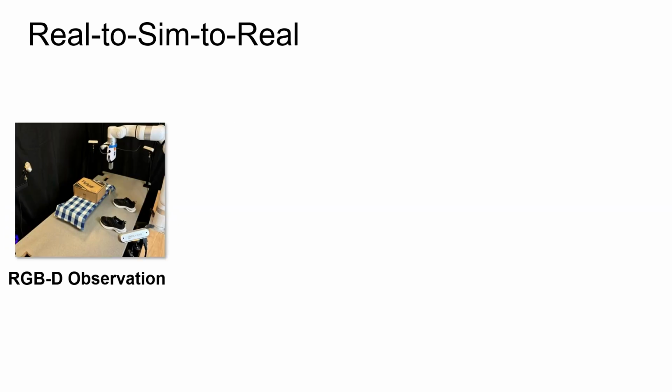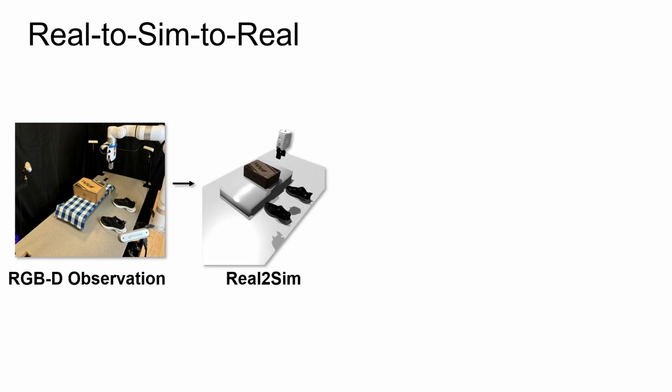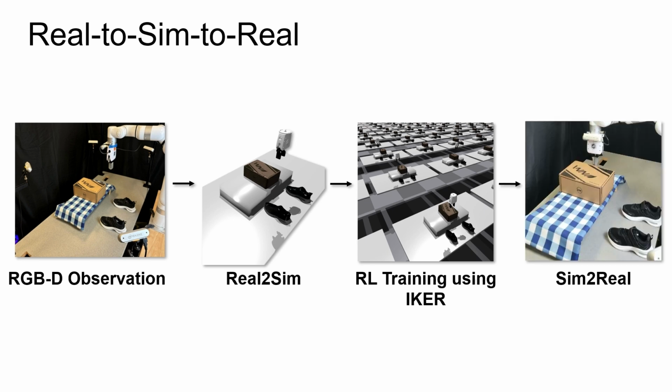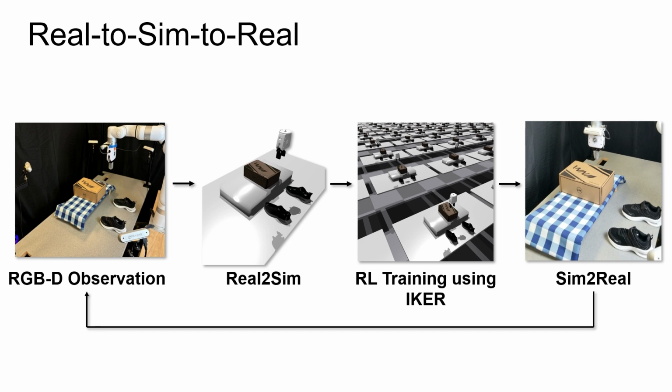In our definition of keypoint reward, we have a scene. We reconstruct it in simulator. With iterative keypoint reward, we train a policy using RL. This policy is executed in the real world. We do this iteratively till the task is achieved.